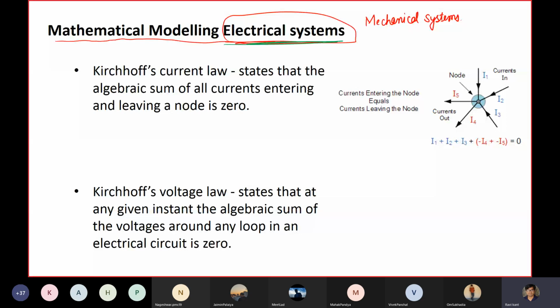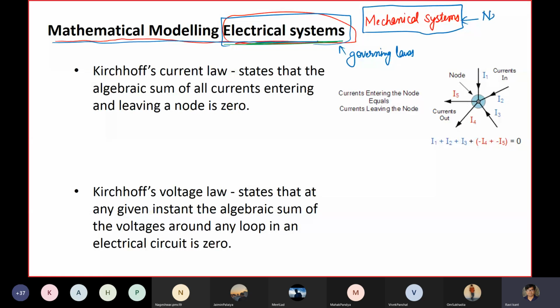Before doing the mathematical modeling for electrical systems, we should know a few of the governing laws that govern electrical systems. Analogously, in mechanical systems, we have seen that the governing laws are Newton's laws or Hooke's law, F is equal to kx, or F is equal to ma, all those sorts of things, right?